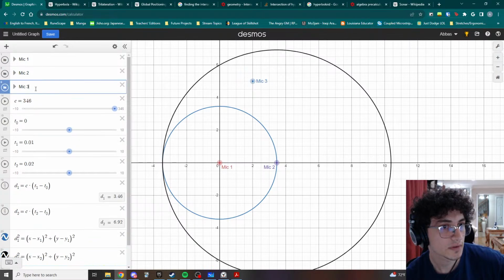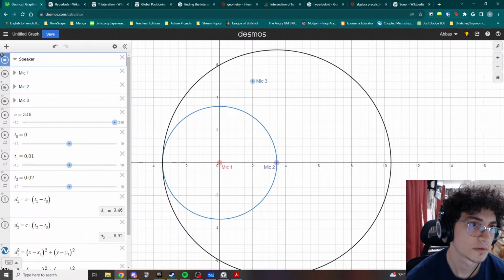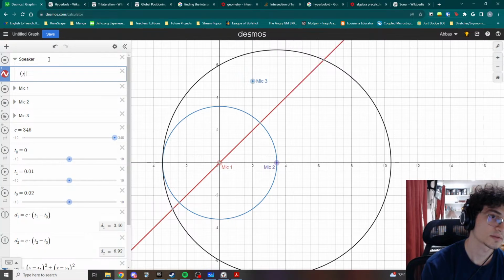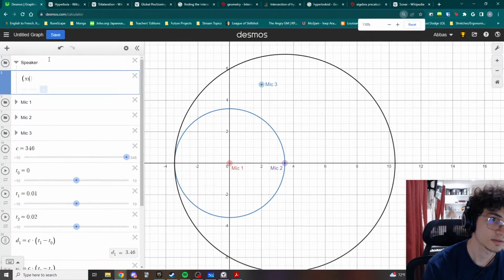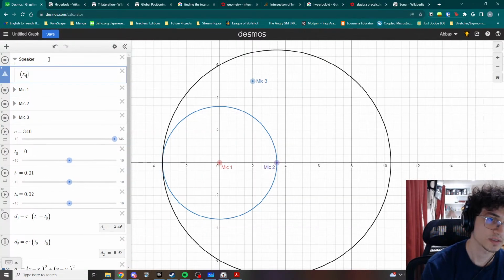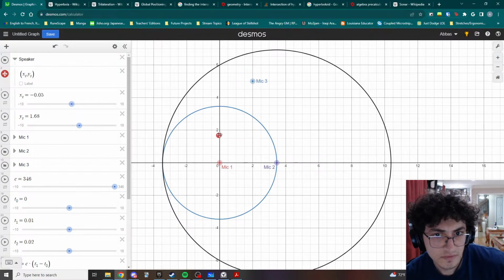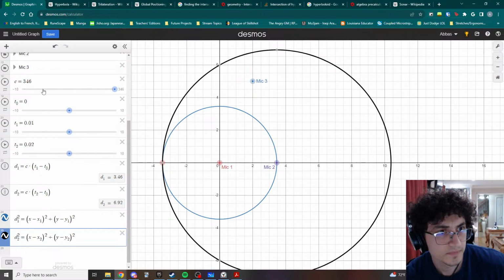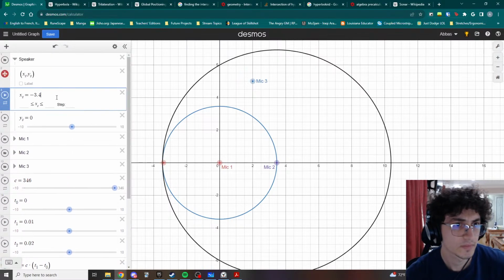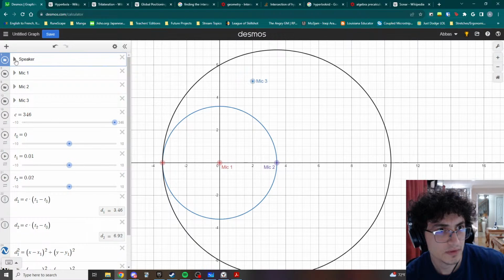Mic 2, mic 3. Let's add a new folder. Speaker is going to be located at XS, comma YS. Let's say the speaker is over here: -3.46, comma 0. So this is where the speaker is.